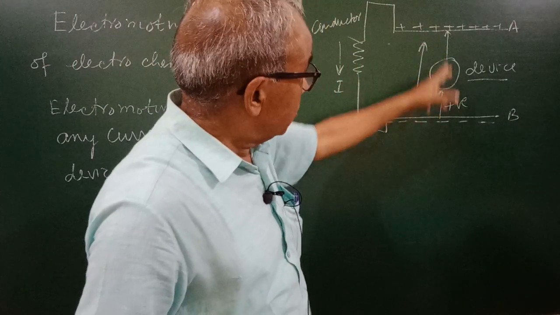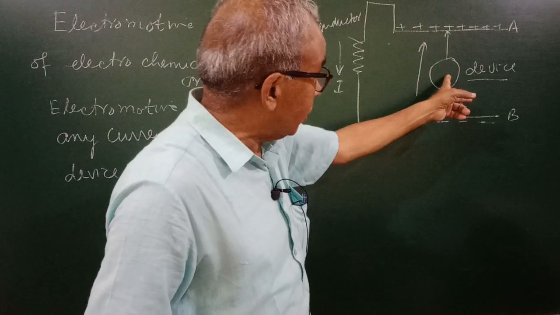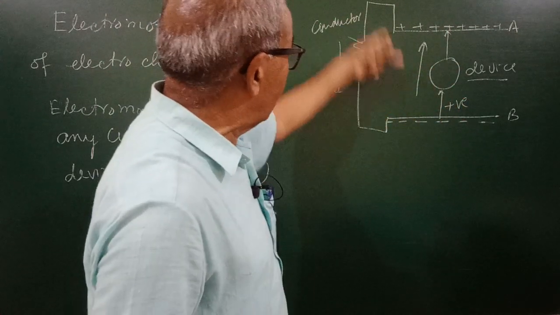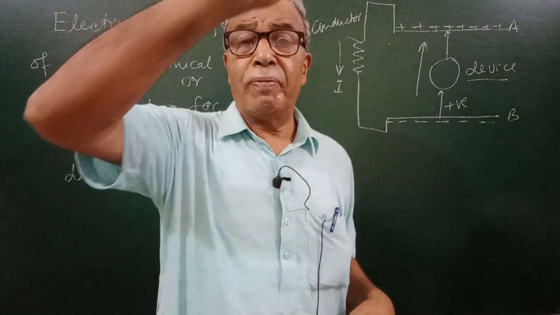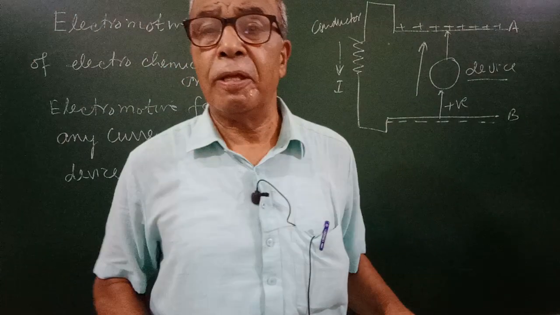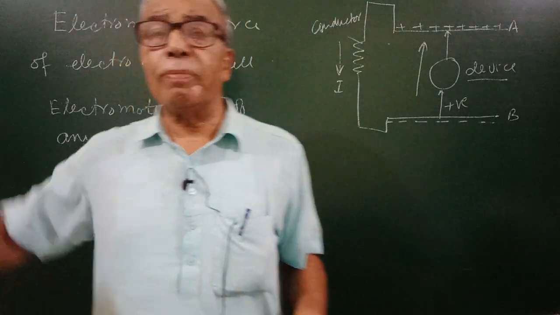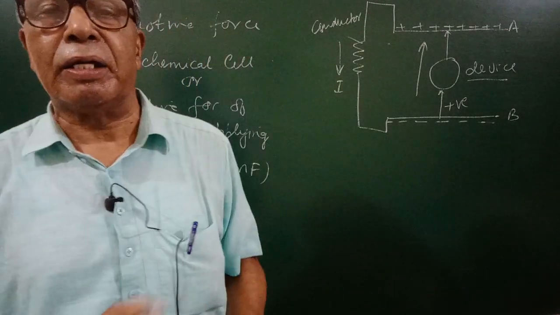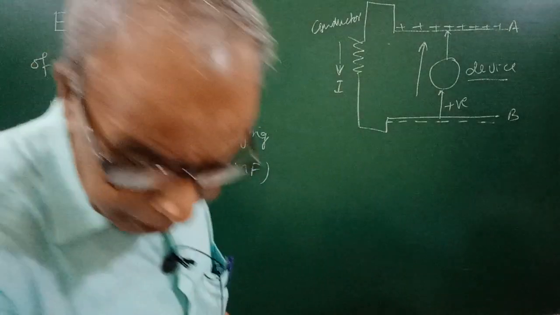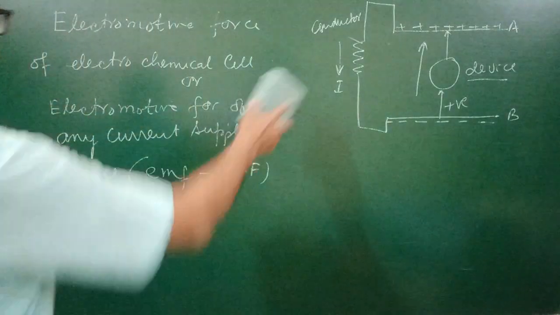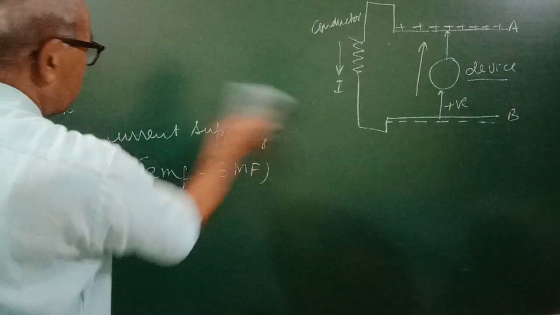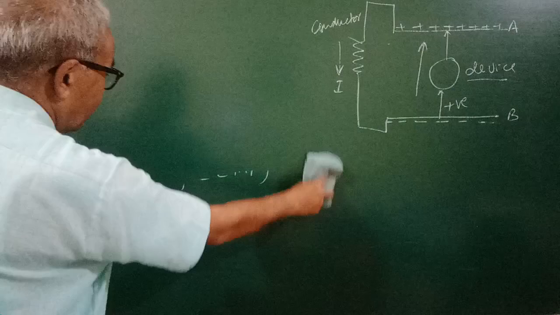On the course of this work done, we are getting energy. Our fan in the room rotates at the cost of work done by the generator to generate electric current. And therefore, in brief, I define the electromotive force of a cell or current supplying device.